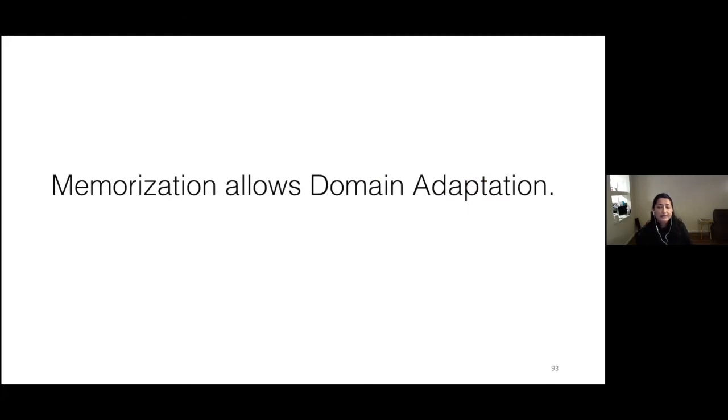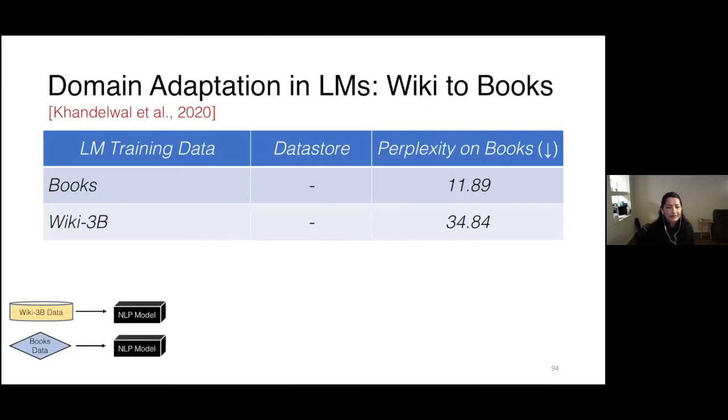So the hypothesis here is that memorizing domain-specific data should make the underlying model effective in new domains. And to verify this hypothesis, we designed an experiment for language models where the model is trained on Wikipedia articles and it must adapt to the domain of books. Now, a model trained on 3 billion tokens of Wikipedia has a much higher perplexity on the domain of books compared to the in-domain model.